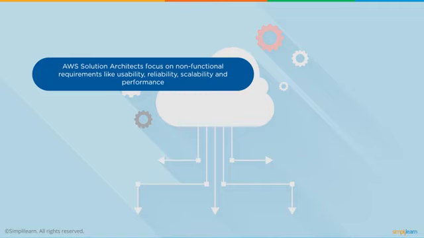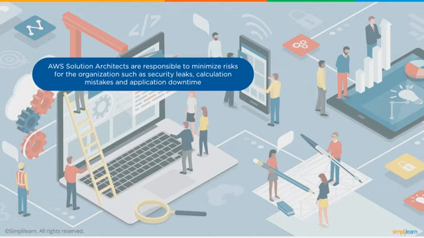Now, AWS Solutions Architects also have to focus mainly on non-functional requirements like usability, reliability, scalability, and performance of the cloud infrastructure. They're also responsible when it comes to minimizing risks that an organization can face when it comes to cloud computing platforms. Now, they could face risks like security leaks, calculation mistakes, and application downtimes. An AWS Solutions Architect has to ensure that these don't happen.